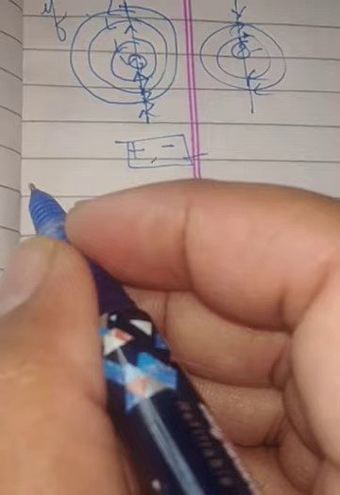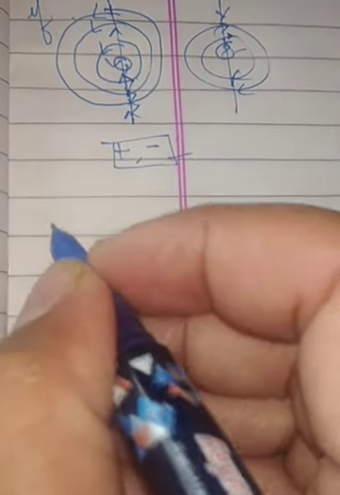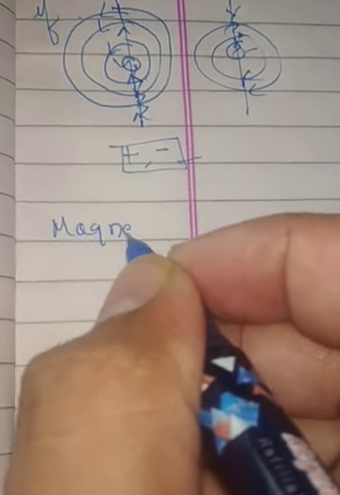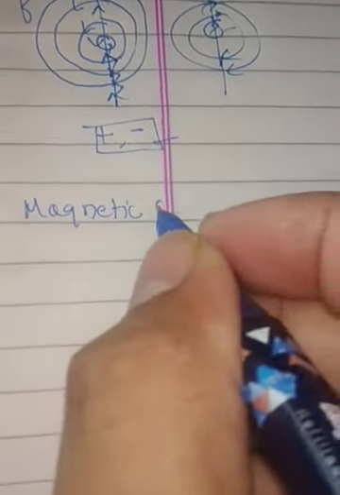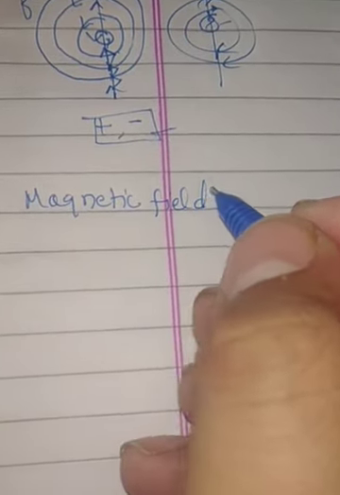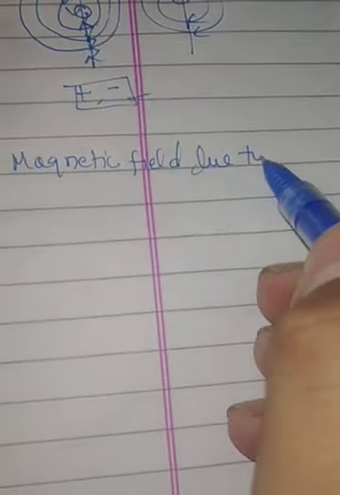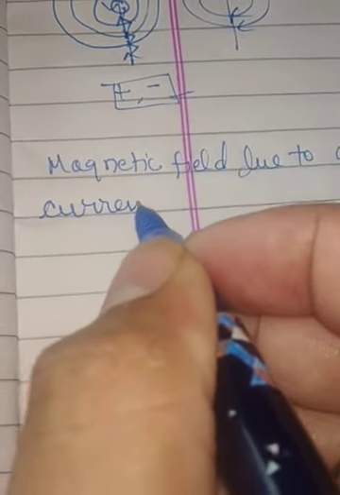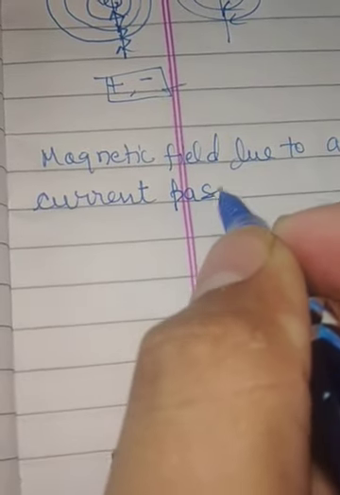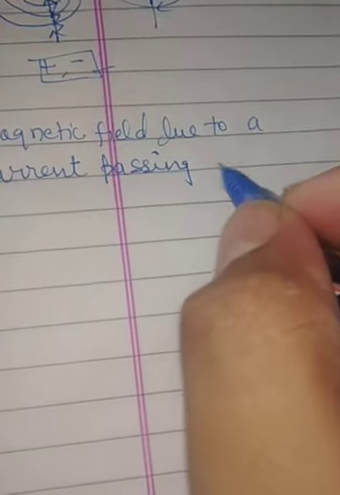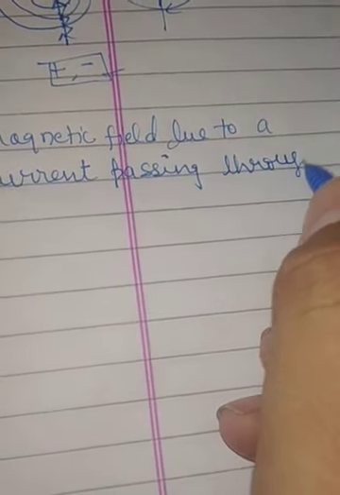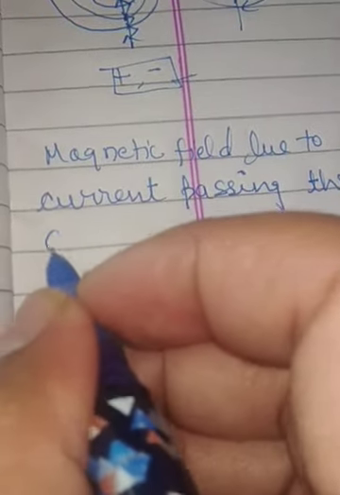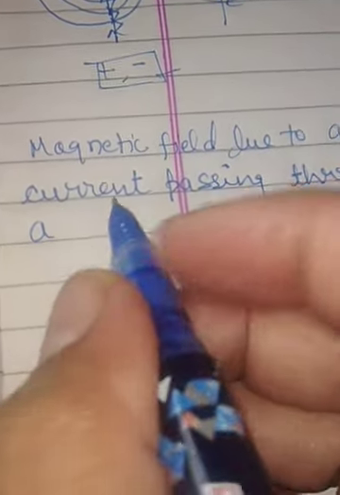Okay. Second point, second part of it. Magnetic field due to a current passing through a circular wire.